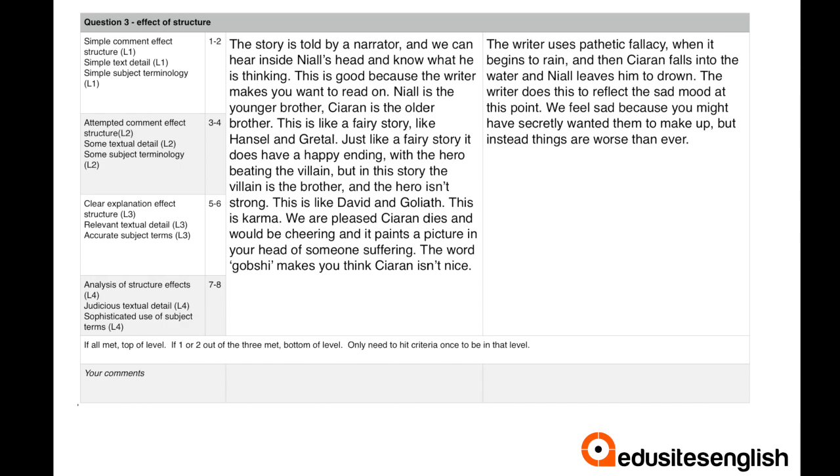The second response: the writer uses pathetic fallacy when it begins to rain, and then Kieran falls into the water and Niall leaves him to drown. The writer does this to reflect the sad mood at this point. We feel sad because you might have secretly wanted them to make up, but instead things are worse than ever.